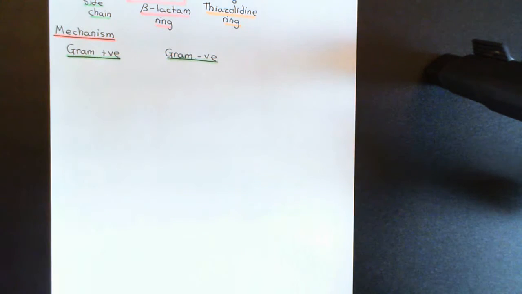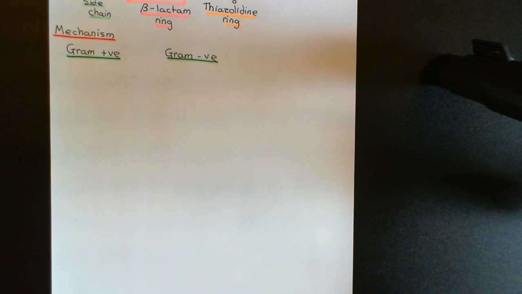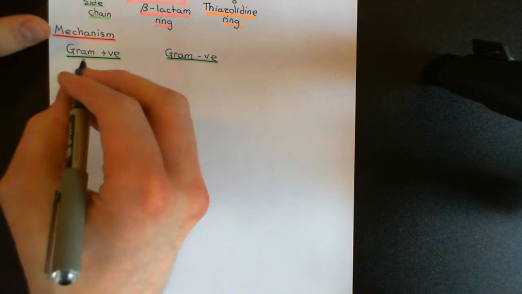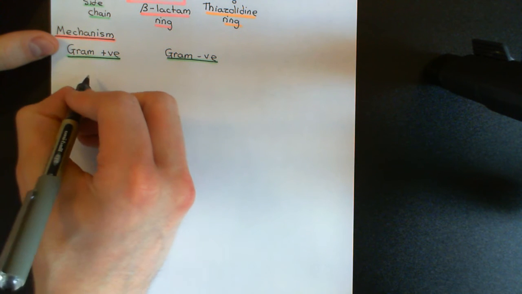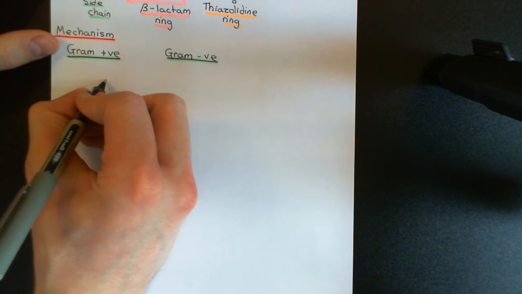And penicillin antibiotics are going to work by causing the destruction of the cell wall of bacteria. Okay, but I do just want to talk about the different structures of these 2 categories of bacteria. So gram-positive bacterium. The structure of a gram-positive bacterium looks like this.